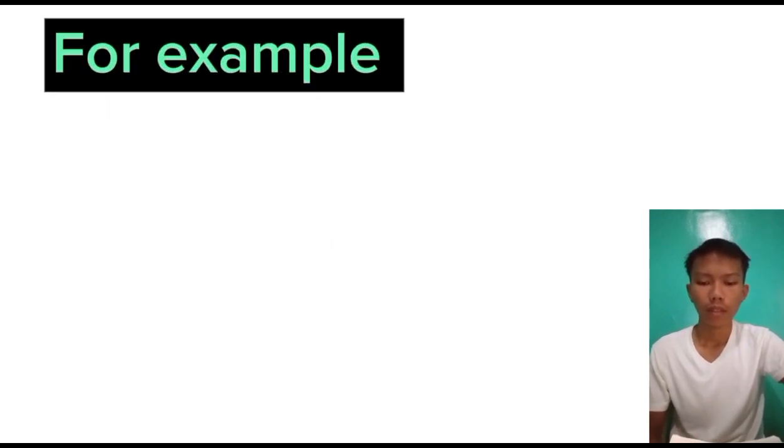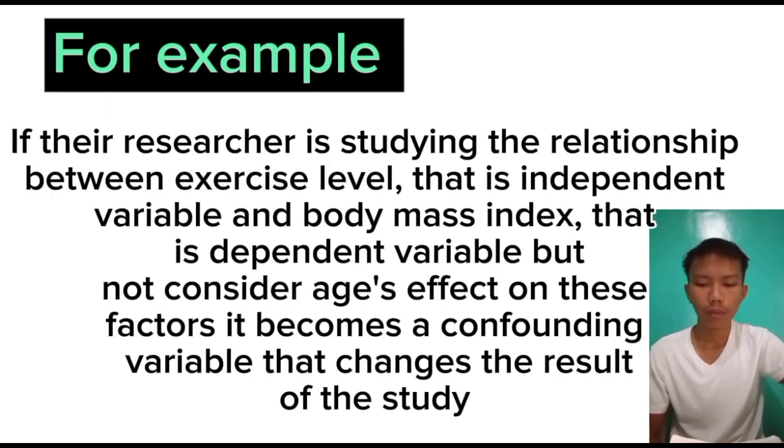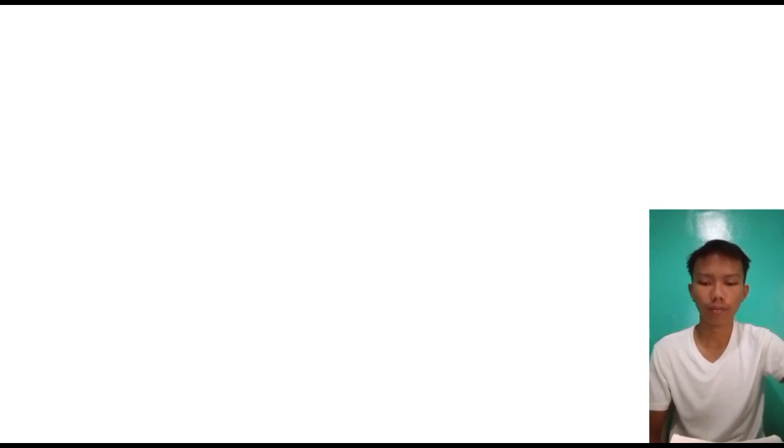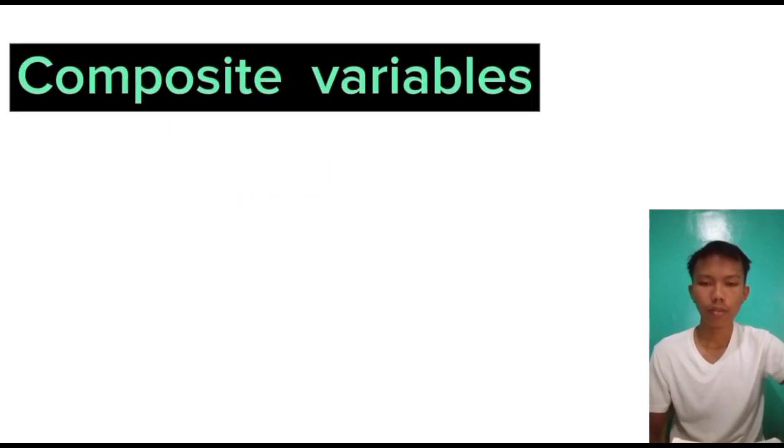For example, if the researcher is studying the relationship between exercise level, that is the independent variable, and body mass index, that is the dependent variable, but does not consider age's effect on these factors, it becomes a confounding variable that changes the results of the study. Hence, failing to account for confounding variables can cause you to wrongly estimate the relationship between your independent and dependent variables. And the last is composite variables.